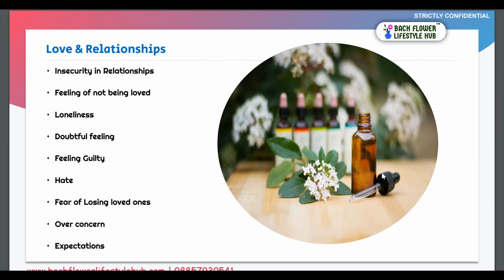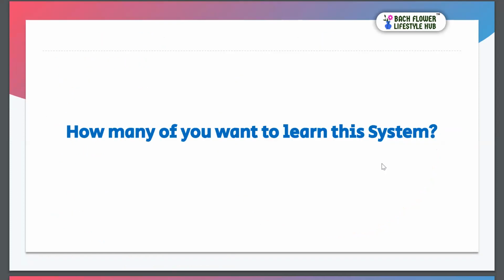So these are all benefits of the Bach remedies, and we cannot cover each and everything in 1 or 2 hours, because this is something we need time to understand and digest: what is possible using these remedies, what the different 38 remedies are, how to use them, how to mix them, and what the aspects of these remedies are.